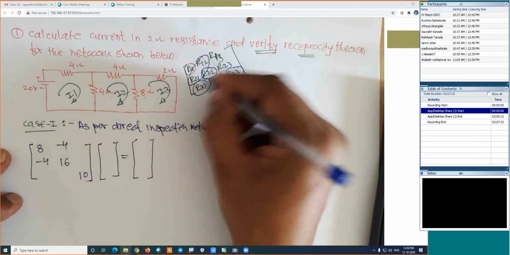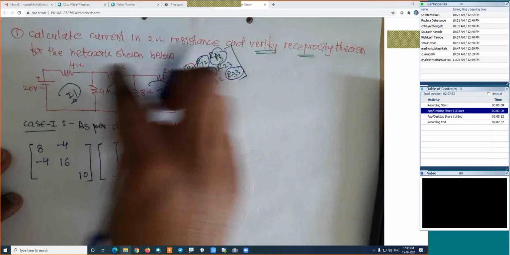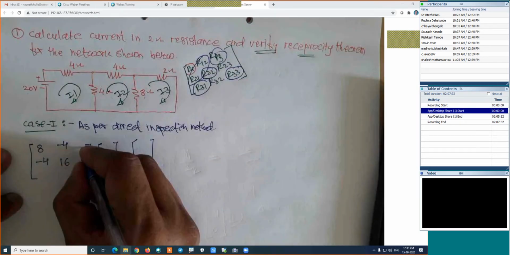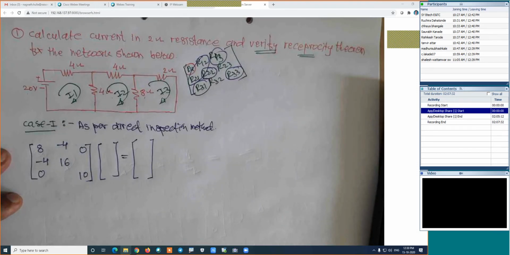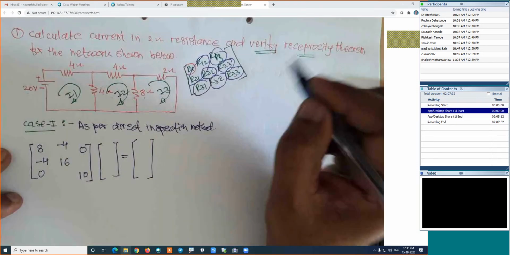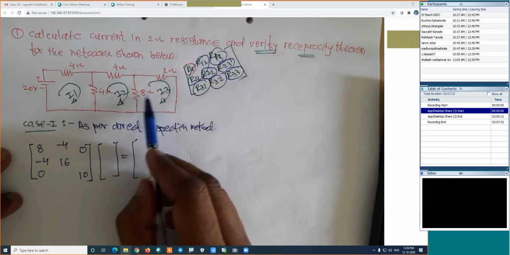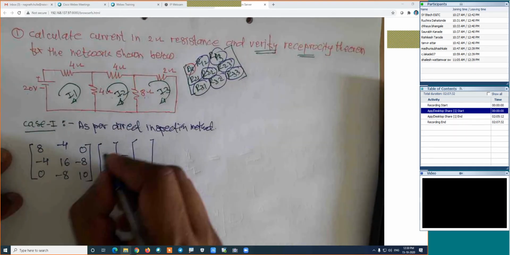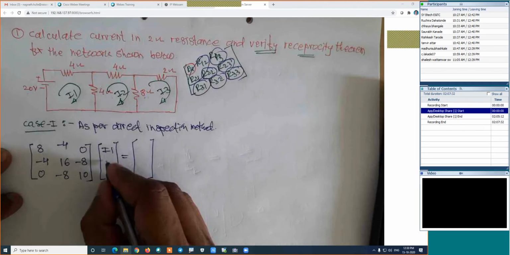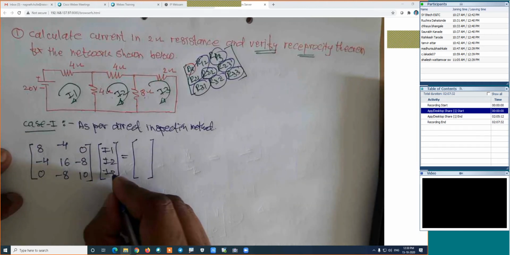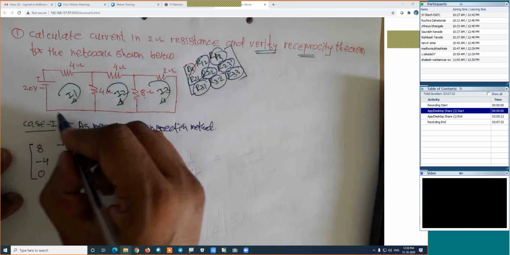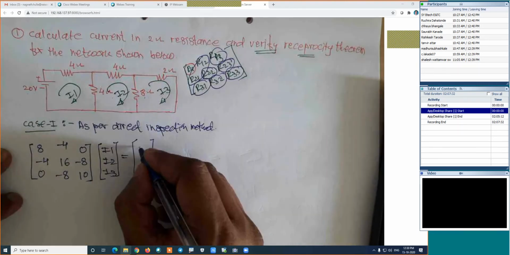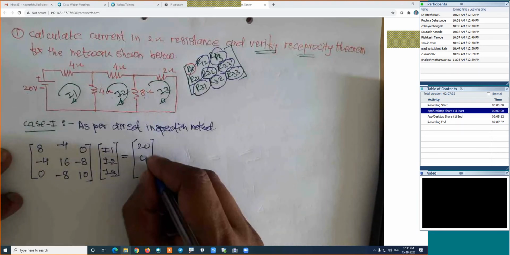Then R31 and R13. This is the first loop, this is the third loop. There is no common element, that's why it is 0. Then R23 and R32: the second loop and third loop common resistance is 8, so this is minus 8 and this is minus 8. The currents are I1, I2 and I3. The constants, traveling with the direction of the current, are plus 20, 0 and 0.